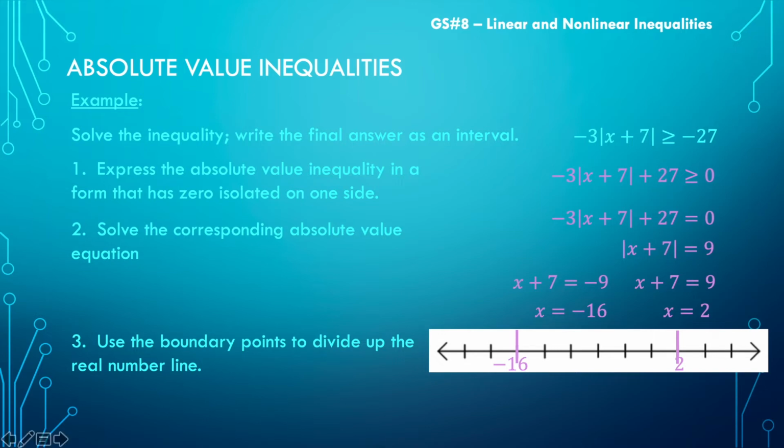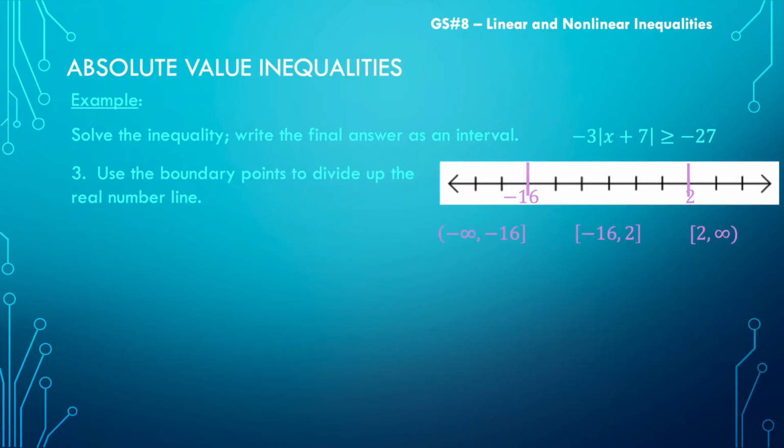Remember that we have a greater than or equal sign here, so we're going to need to use brackets everywhere that does not involve infinity. So -infinity to -16, -16 to 2, and 2 to infinity. All right. So, do you remember what the next step is? We need to choose some test values.